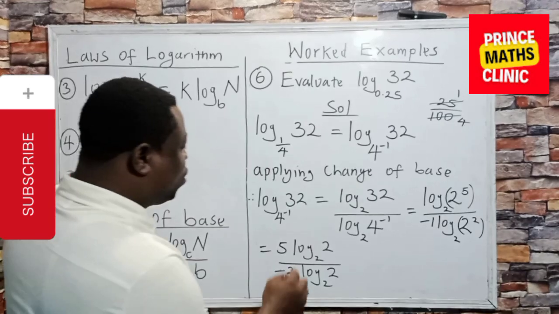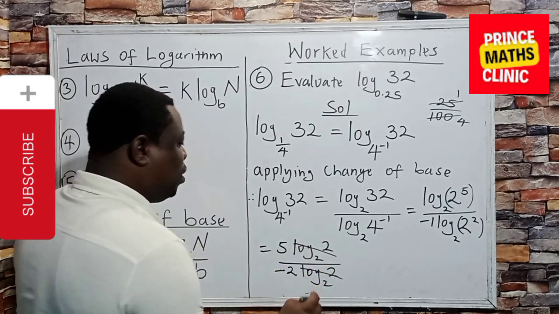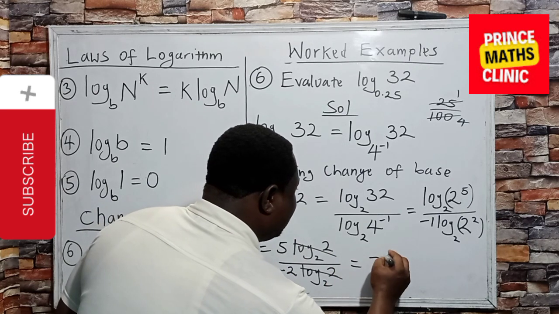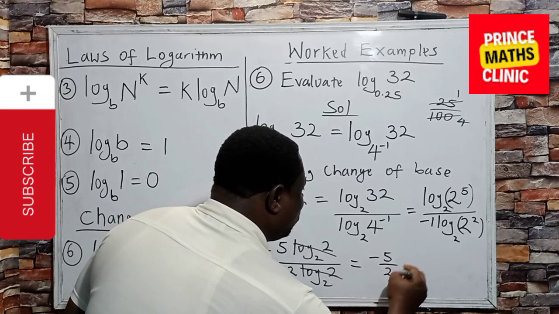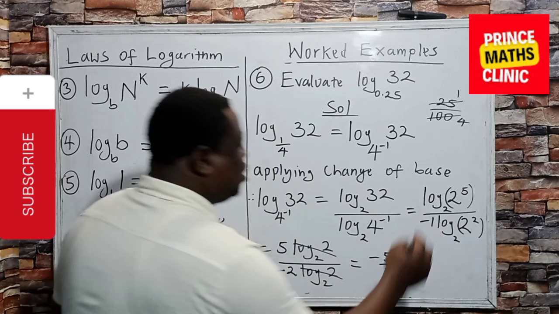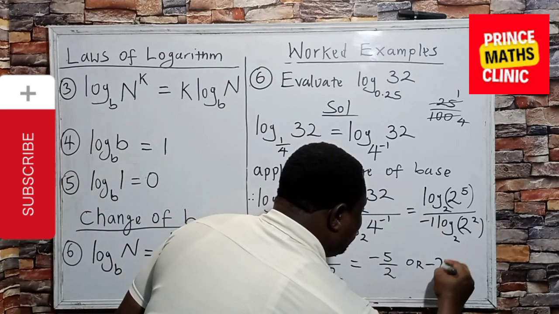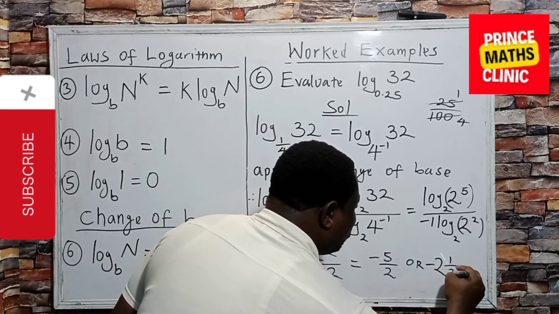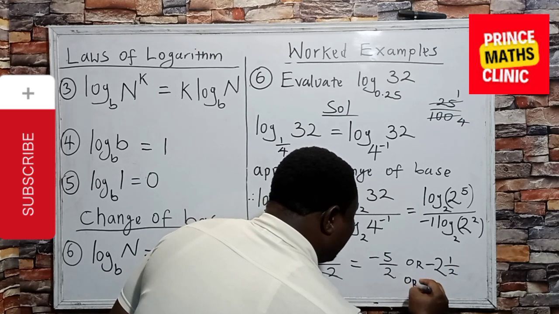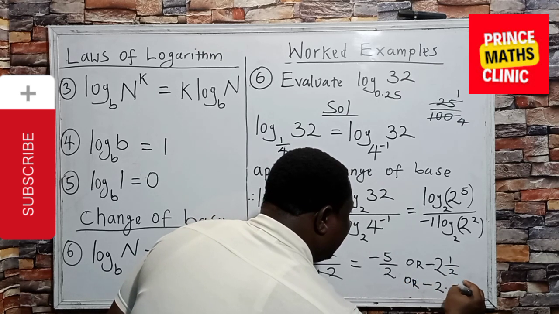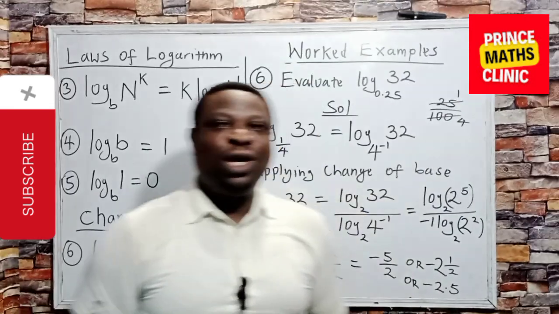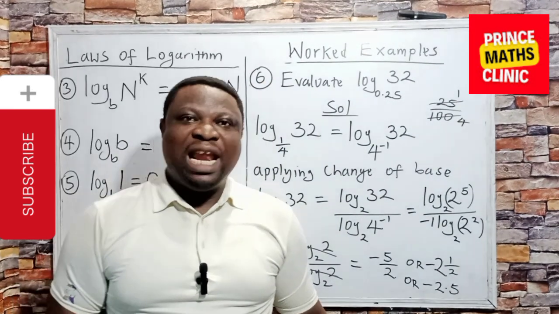In this instance, log 2 base 2 cancels out, so we are left with -5 over 2, or we can call it -2 whole number 1 over 2, or we can call it -2.5.